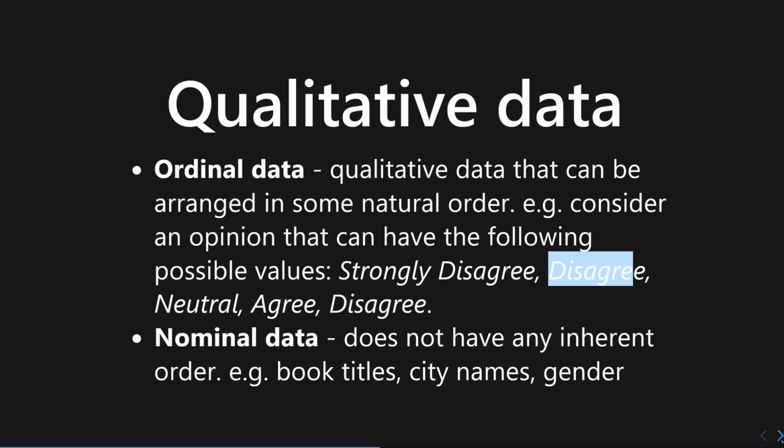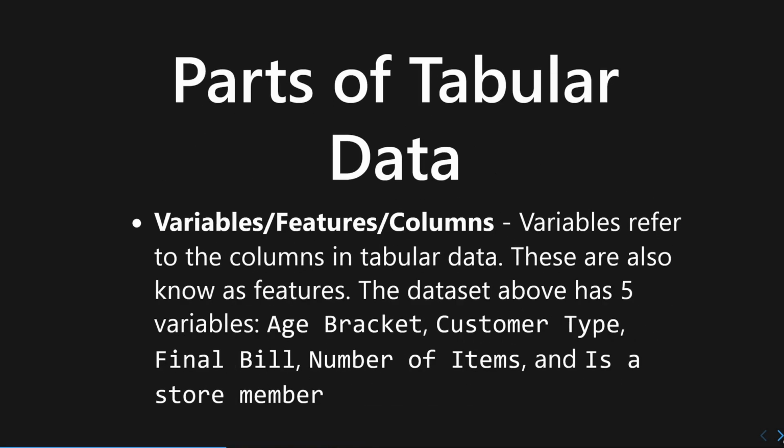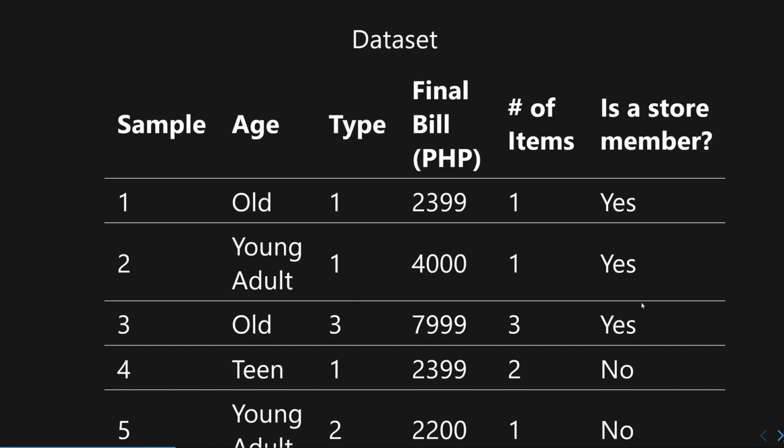So if we go back to the example data set right here, we can sort of check one by one what types of data this is. So age right here, of course, it doesn't make sense for you to add these possible values right here. It doesn't make sense for you to add old with young adult, etc. So this is, of course, qualitative data. It represents some form of category.